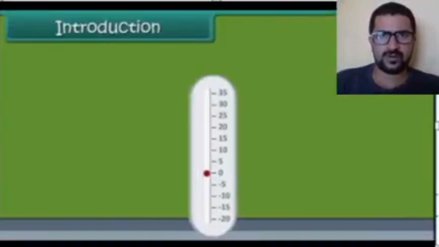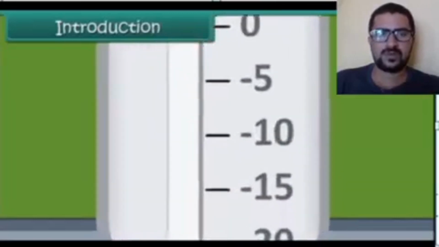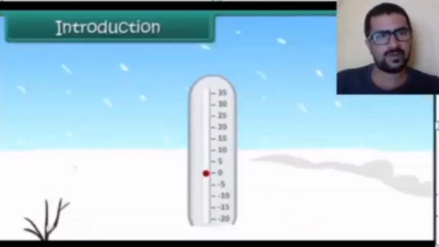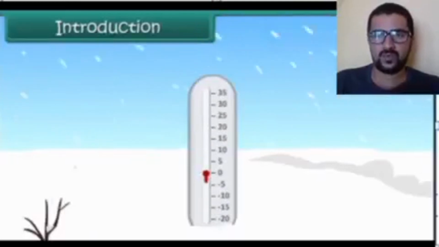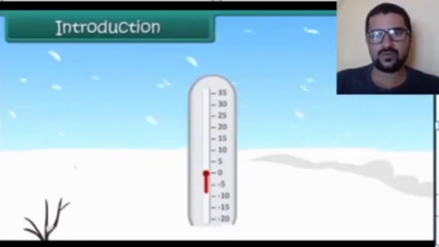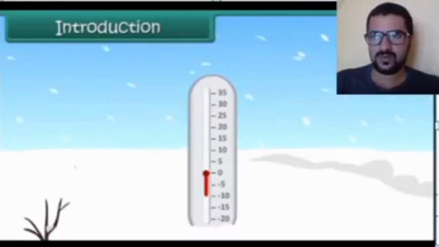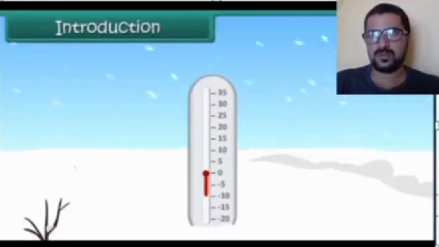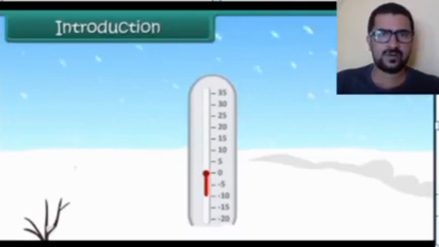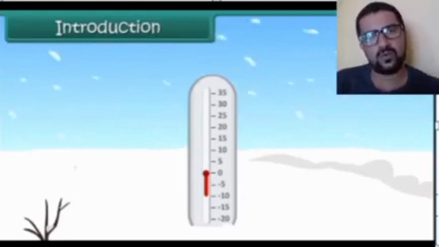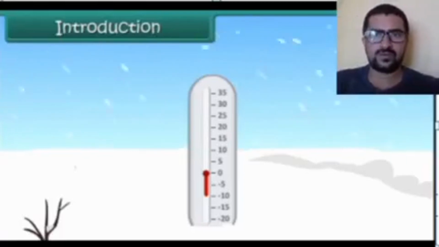Morning class. Sometimes we need to use numbers with a negative sign. The most common area is expressing the temperature. In cold regions, the temperature goes below zero and is expressed as a negative number. In this lesson, we'll learn about the collection of negative numbers, positive numbers and whole numbers, which is also known as integers.